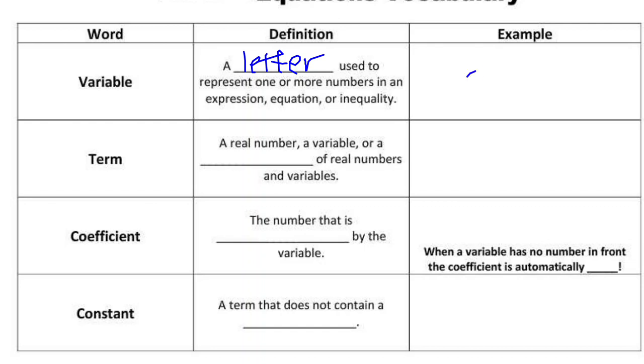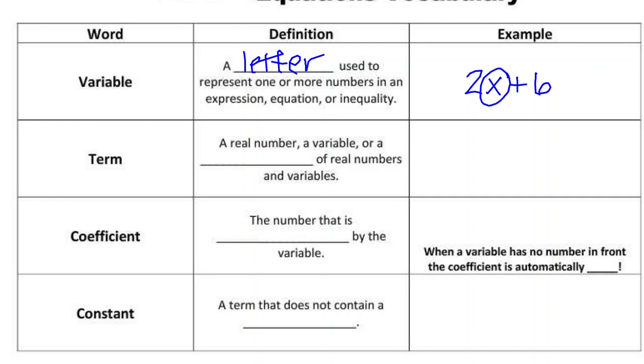So a variable represents a number that we do not know. So let's use the example 2x plus 6. And in this example, the x is the variable. The x is the letter that represents something that we don't know. So that is 2 times something we don't know plus 6.